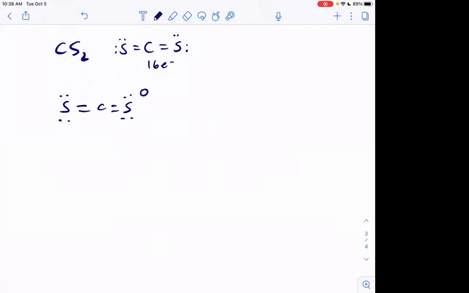I got SbF3. That's antimony, so it's down there at atomic number 51. It's under carbon and phosphorus and arsenic. Group 4.